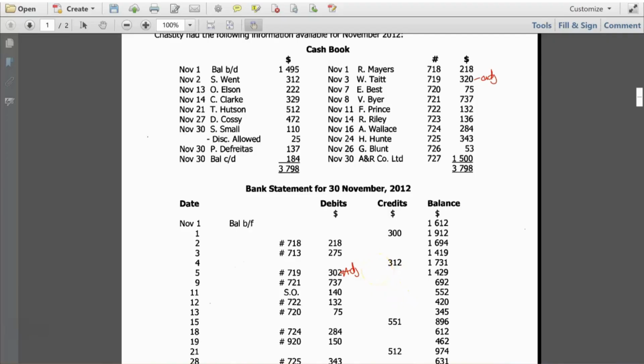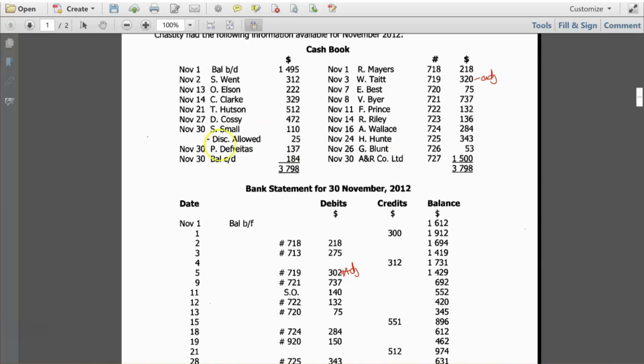Now remember, we are supposed to complete an opening reconciliation because our beginning balance in the cash book of $14.95 differs from the beginning balance on the bank statement, which is $16.12. So we need to identify the items we're going to use in our opening reconciliation to make those two balances match. After that, we will be able to see what we have left and what will be used in the cash book update and the reconciliation report.